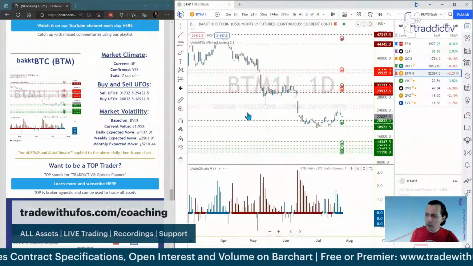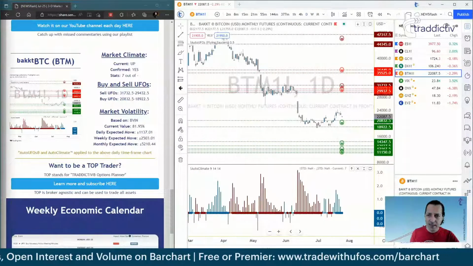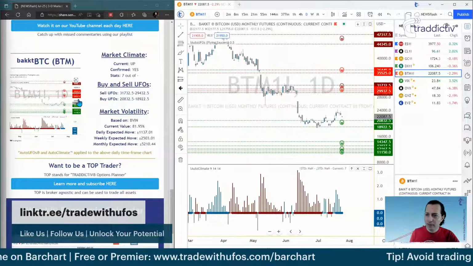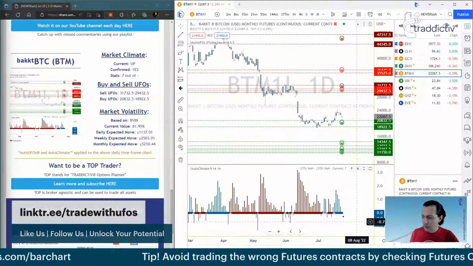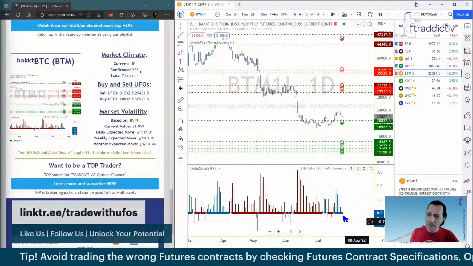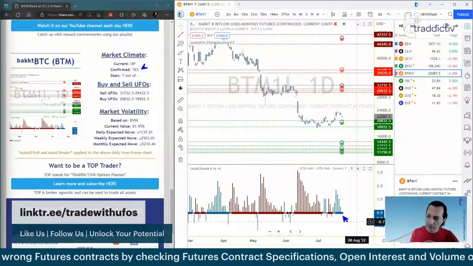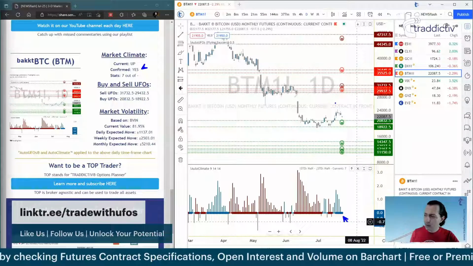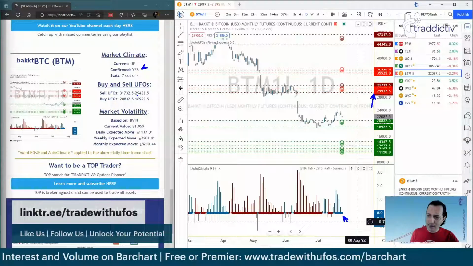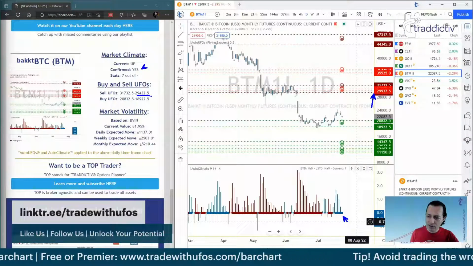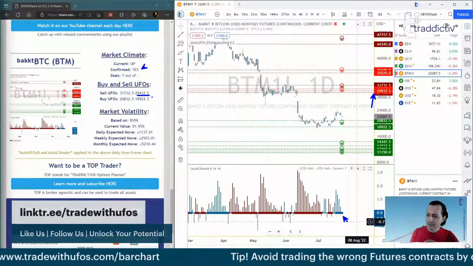Moving back now to the Bitcoin futures. So let's take a look at Bitcoin. What do we have on the Bitcoin? The Bitcoin is giving us a confirmed climate to the upside. It's been moving up for a few days now, confirmed. Good news, there is nothing to stop Bitcoin from reaching 30,000. To be precise, 29,432.5. And the climate is up.